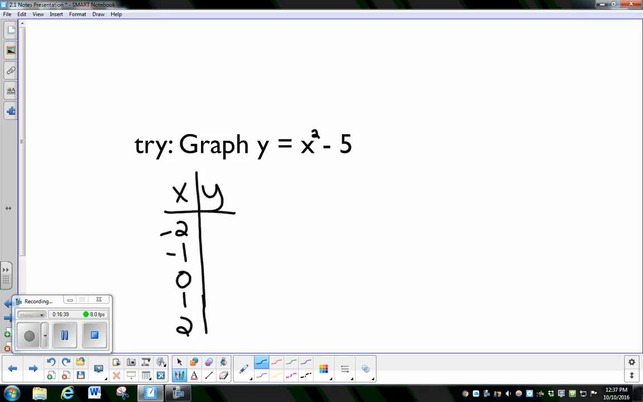Alright, so when you finish graphing that, you are done, and you guys did ask for a joke, so I found a math joke for you.